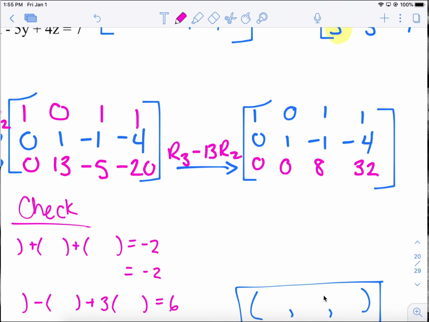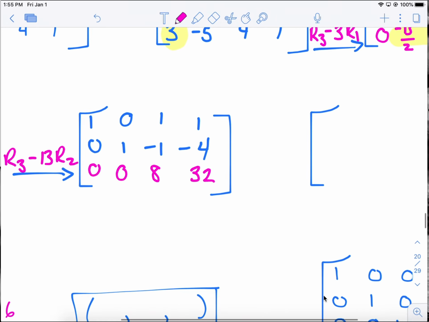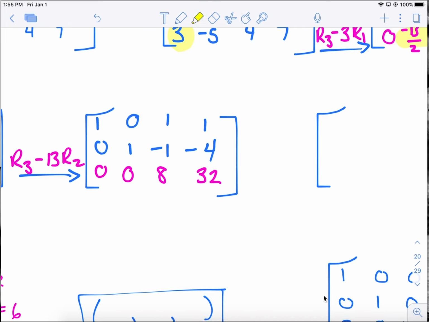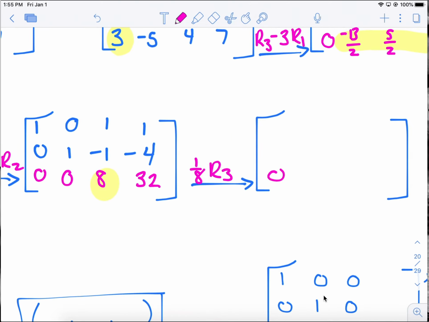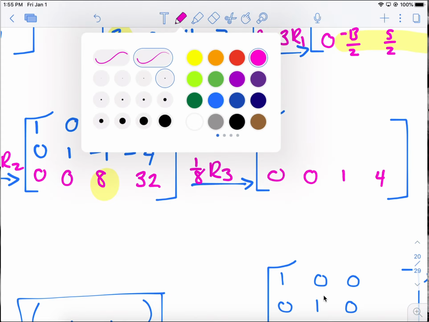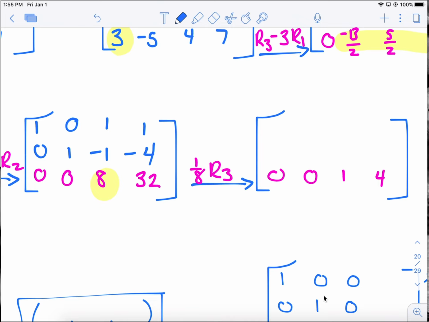All right, this makes our life a little bit easier because now that I've gotten rid of all my fractions, we should be able to stay fraction free. I want to get rid of this 8 and turn it into a 1. I get lucky that both of the numbers in that row are divisible by 8, so I'm going to cut that whole row by 8, 1/8 of row 3. So 0, 0, divide by 8 gives me 1, 32 divided by 8 gives me 4. Nothing else changed. We haven't been able to do anything yet until we got him down to a 1. So I've got 1, 0, 0, 1.